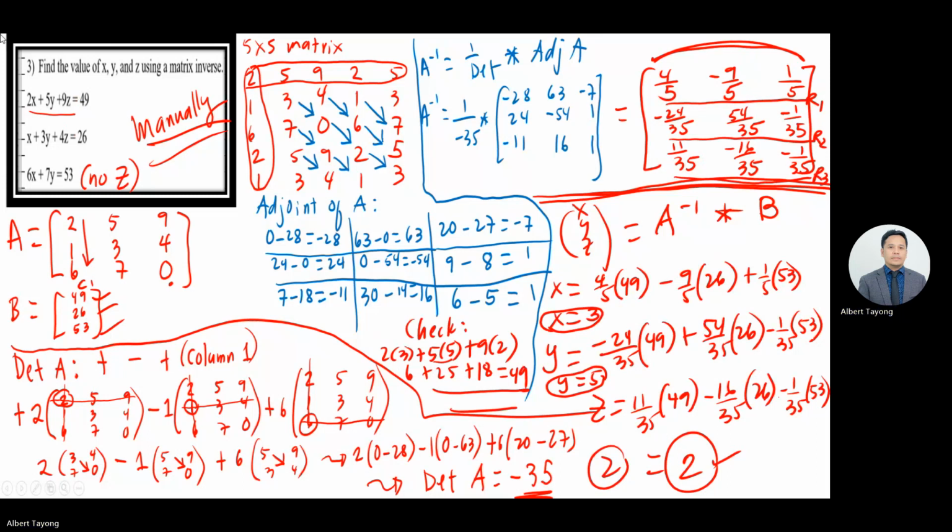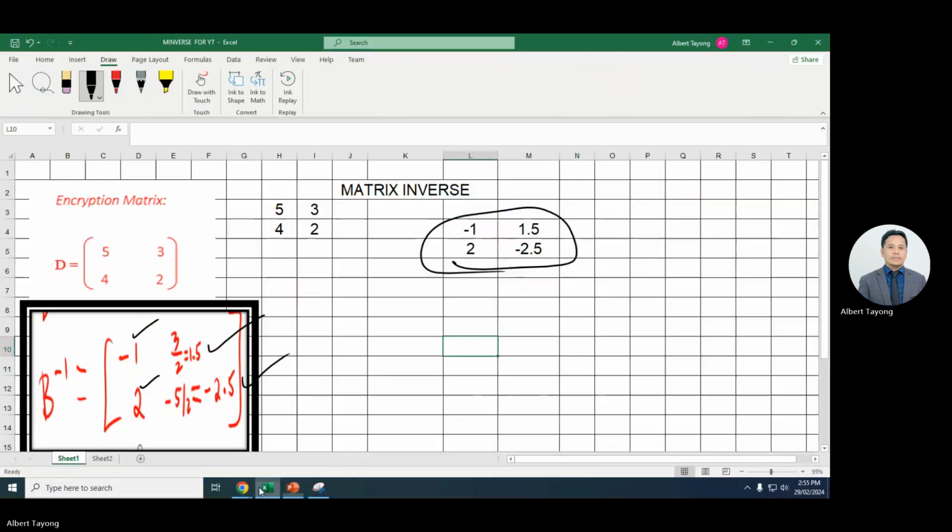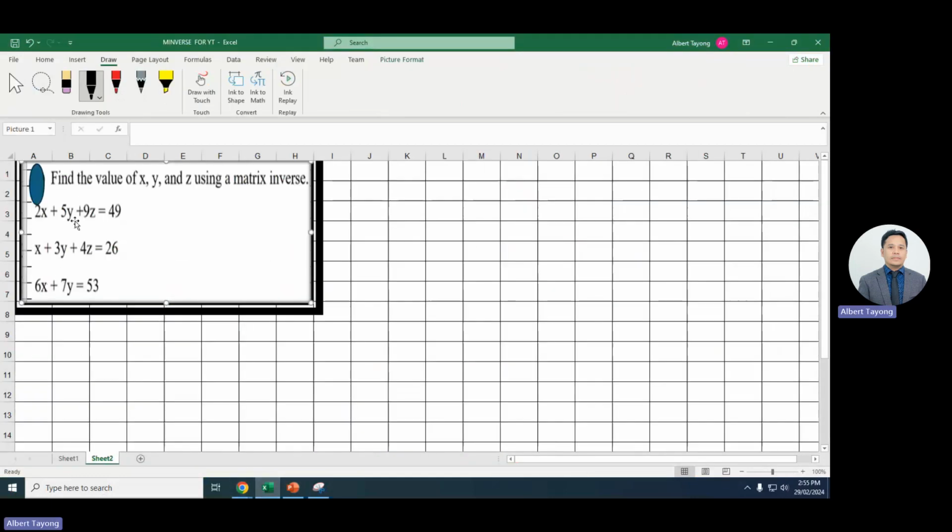Okay, let's try to have this in Excel sheet and see whether the answers are the same or not. So we have here our system. We have 2x plus 5y plus 9z equals 49. X plus 3y plus 4z equals 26. 6x plus 7y equals 53.